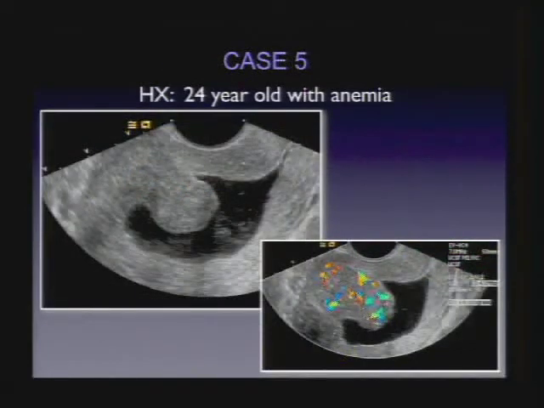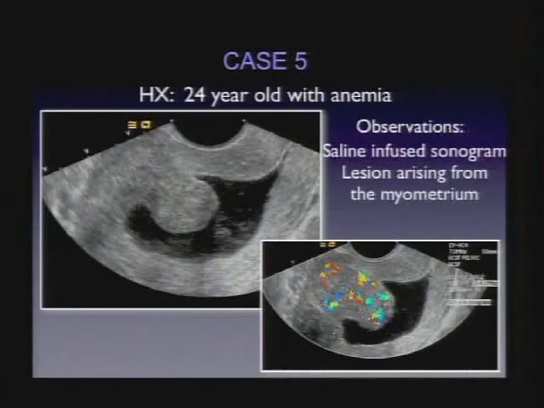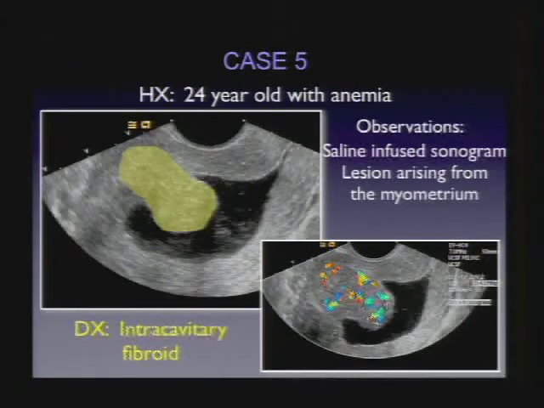Last case is a 24-year-old woman with anemia. This is a saline-infused sonogram. And you should notice that the lesion is actually arising from the myometrium. And the diagnosis here is an intracavitary fibroid. Okay, moving on now, we're going to spend some time on how to approach ectopic pregnancy.